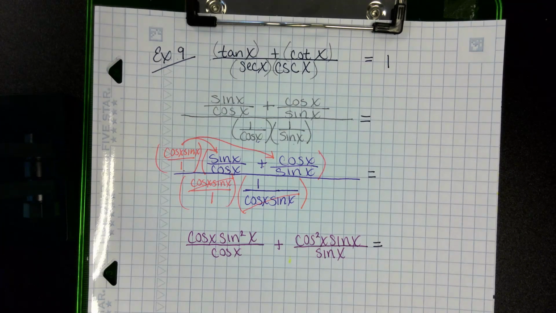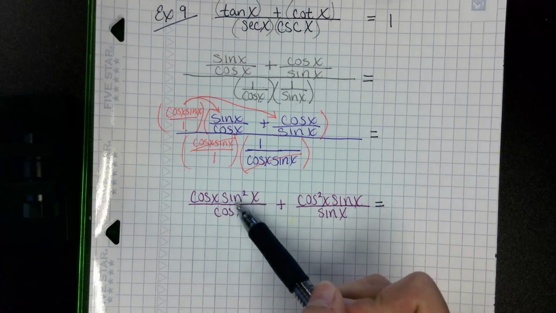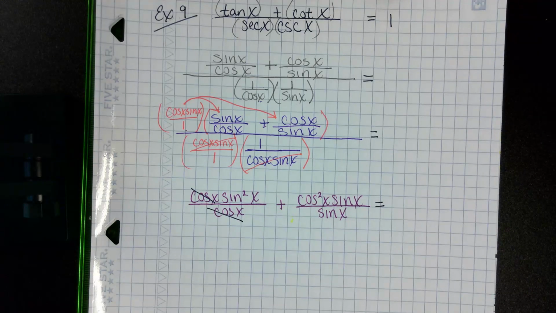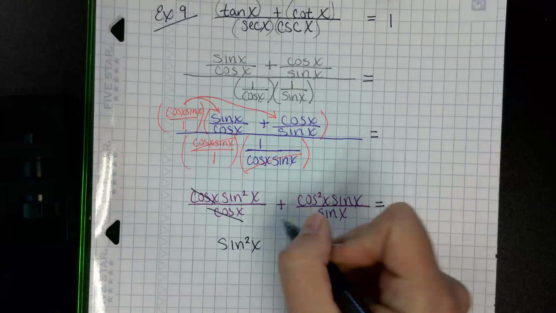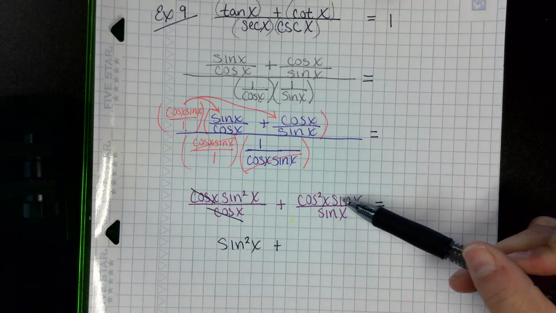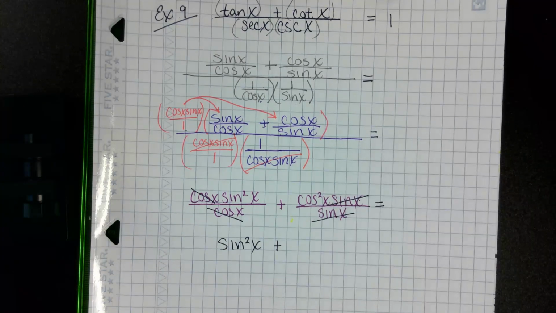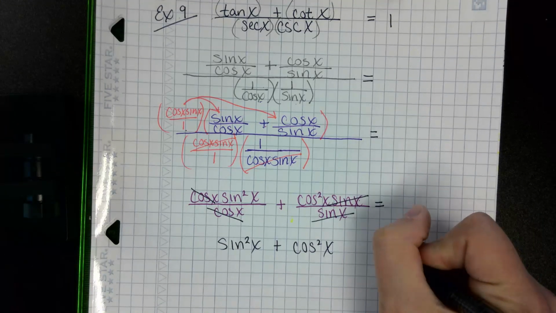Okay. So next, I have 2 separate fractions. Before I combine them, I want to simplify them. On this one, I have a cosine over cosine. That's nice, because now the denominator's gone. It's just sine squared. Plus, in this fraction, I have a sine in the numerator and a sine in the denominator. That's also nice, because now that fraction's gone. That's cosine squared. And it should equal whatever's on the right.